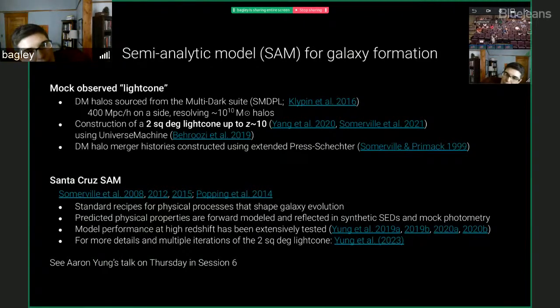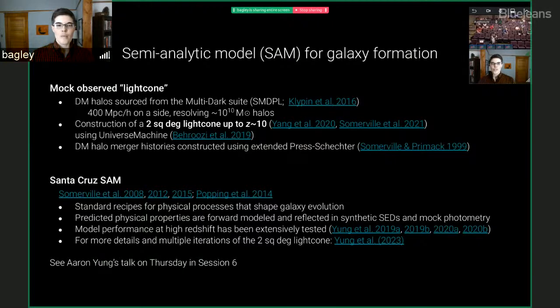And I'm going to skim through some of these summaries about what the SAM gives us, and really point you to Aaron Young's recent paper from 2023 describing this 2 square degree light cone and providing multiple iterations of it, and also see his talk on Thursday for the next generation, better and better SAMs that he keeps creating. But the SAM that we're using for this survey is based on the Multi-Dark suite dark matter halos, and from that is constructed a 2 square degree light cone that goes out to redshift 10.